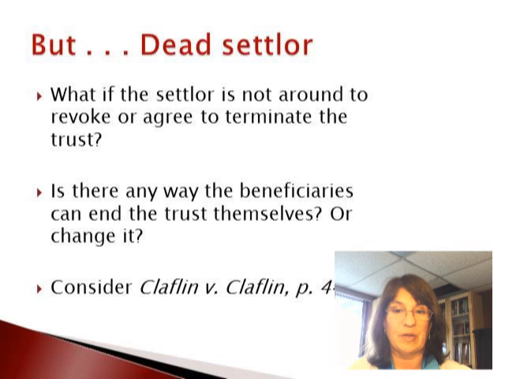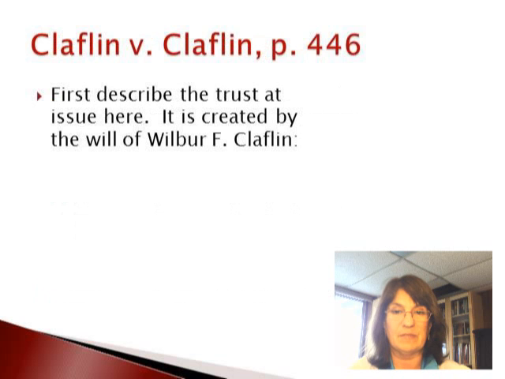The settlor is not around to agree and not around to revoke if it had been revocable during life. Can the beneficiaries take care of things on their own? This is what's going on in the Claflin case, and we should take a look at that. Okay, first of all, describe the trust. I think this is at page 445 or 446.